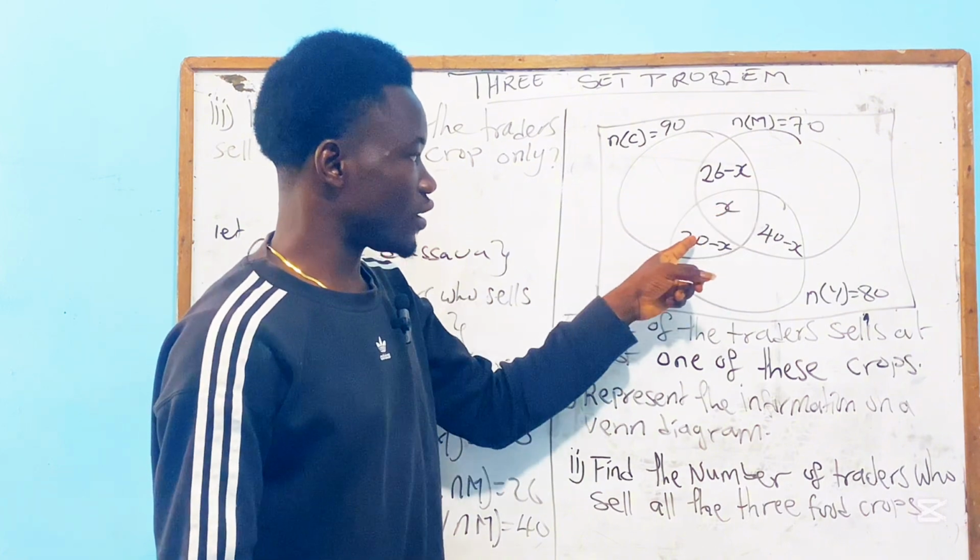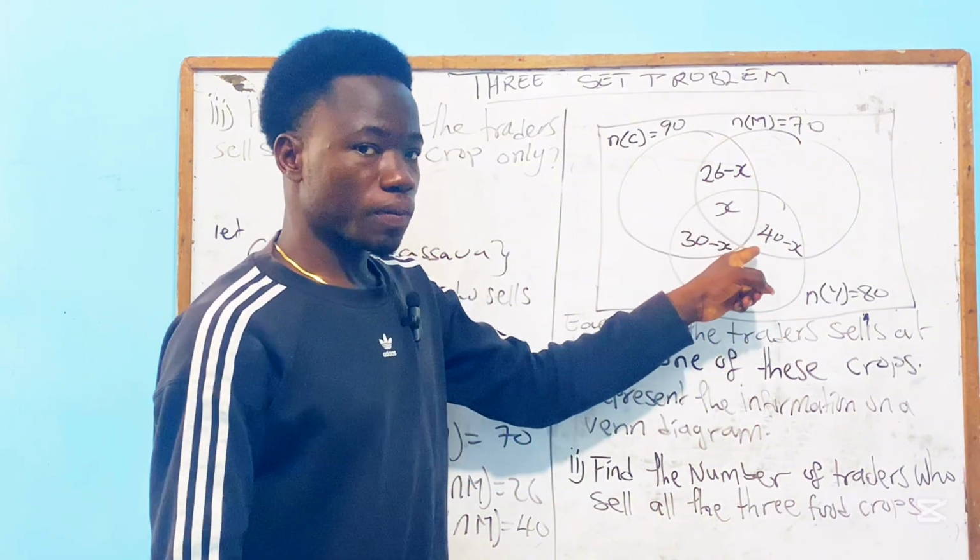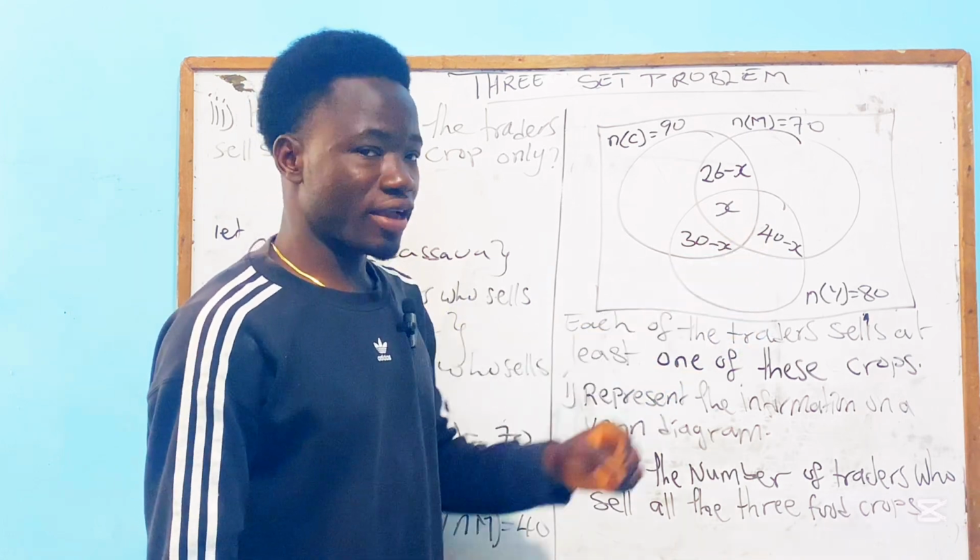This explains that the whole of this region is 30, the whole of this region is 26, and the whole of that region is 40. That's why you have to subtract the x.